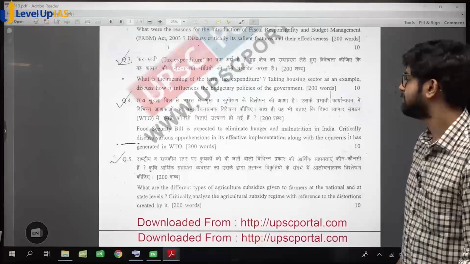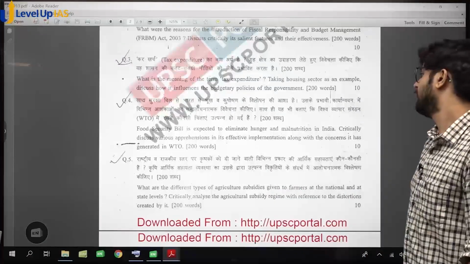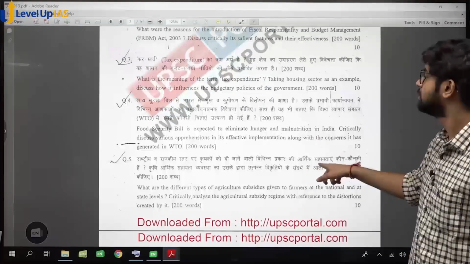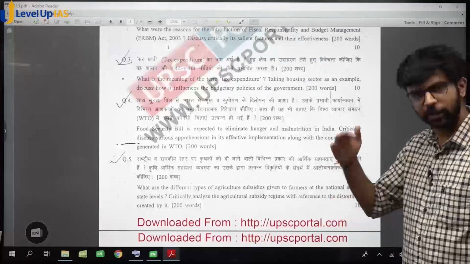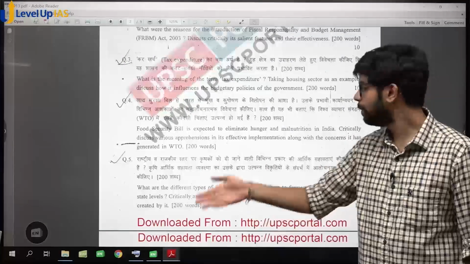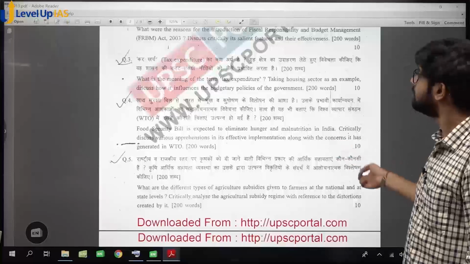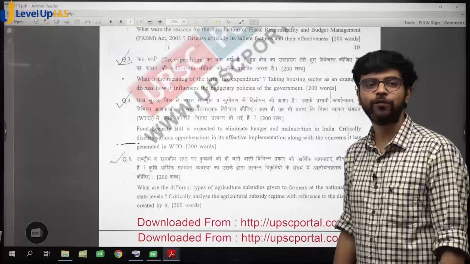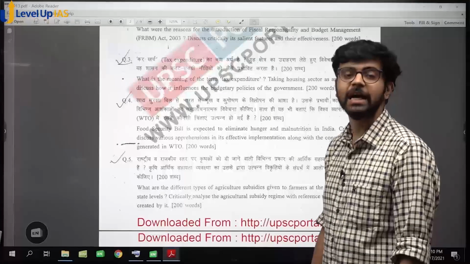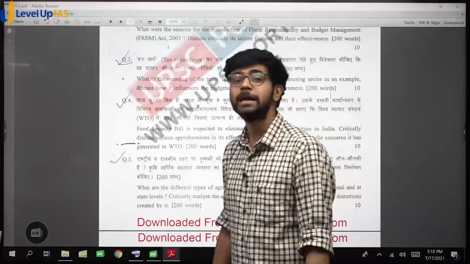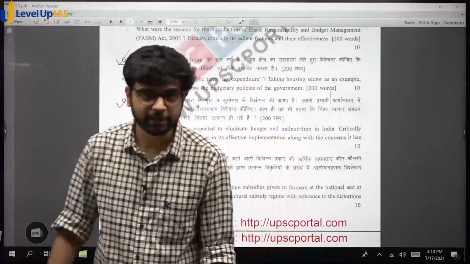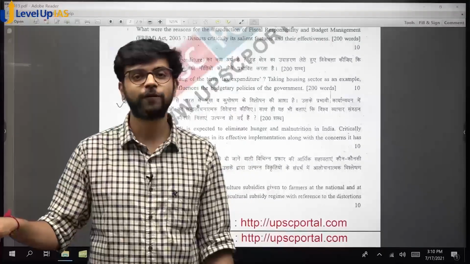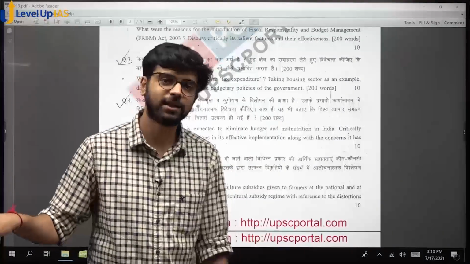Food security bill is expected to eliminate hunger and malnutrition in India. Critically discuss various apprehensions in its effective implementation. One, what will be the issues when you implement this in India? Second, along with the concerns it has generated in WTO. Do you remember the public stock holding of food grain issue in WTO? Aggregate measure of subsidy in WTO, de minimis in WTO, amber box subsidy in WTO. Do you remember the group of 33 India-China led agricultural countries?